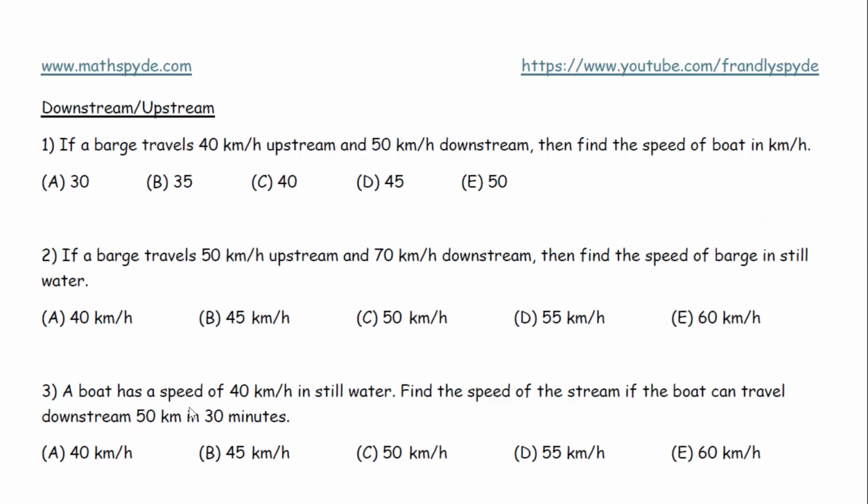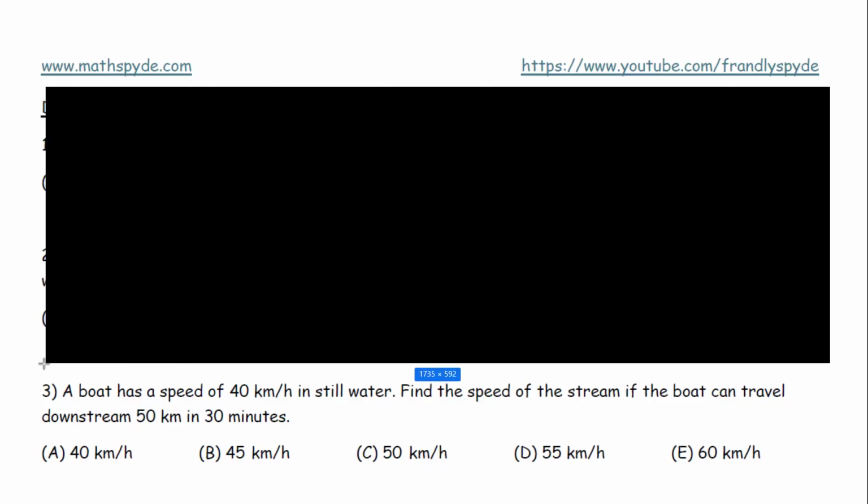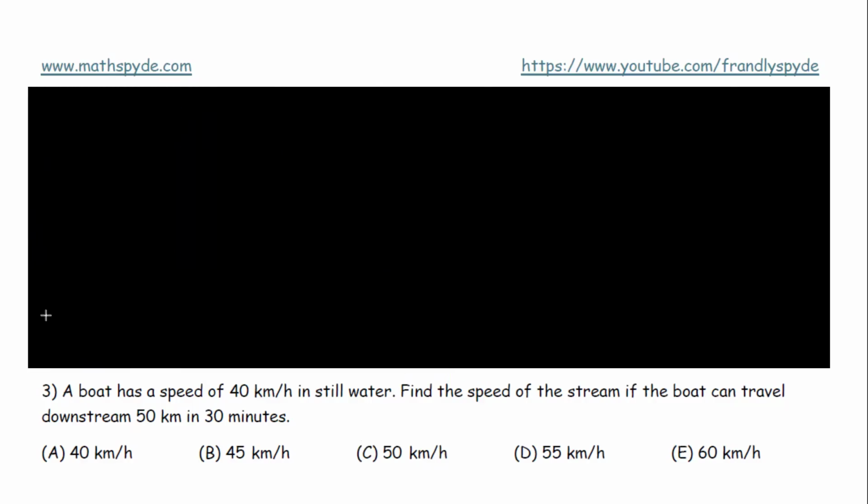A boat has a speed of 40 kilometers per hour in still water. Again, I'm using the words in still water because that is the norm with most of the questions. So a boat has a speed of 40 kilometers per hour, think of x in your head. Find the speed of stream, that is y in your head. If the boat can travel downstream 50 kilometers in 30 minutes. These are very easy questions. Once you get your x and y, it becomes very easy. So look at me solving it.